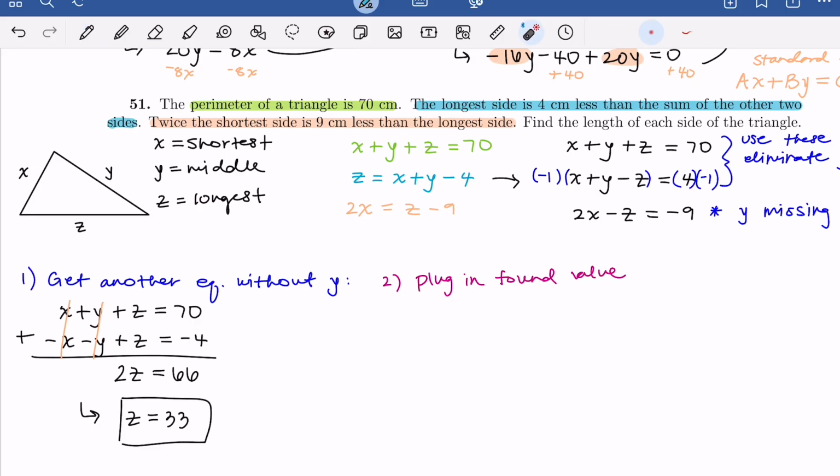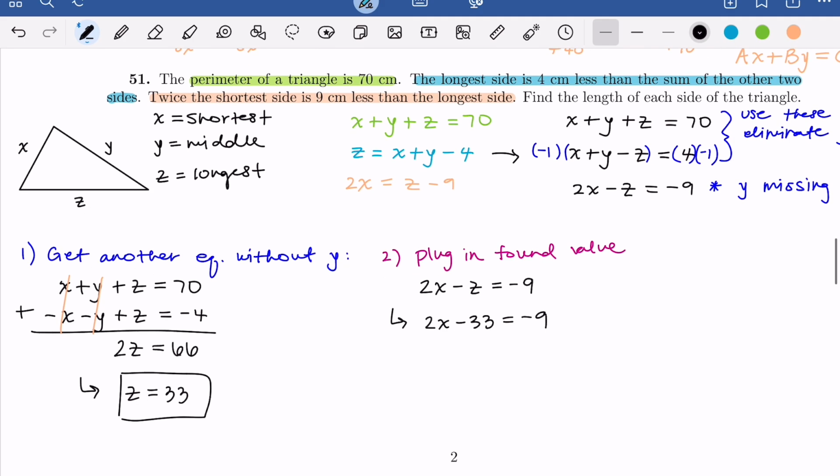So doing so, we could plug z directly into this equation here. We have our equation of 2x minus z is equal to -9. So we'll plug in our value for z directly into this equation and then solve for x. So we'll add 33 to both sides of this equation. We're going to get 2x is equal to 24. So this means x is going to be equal to 12. So now we found both values.